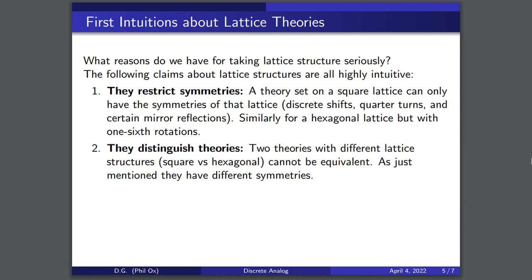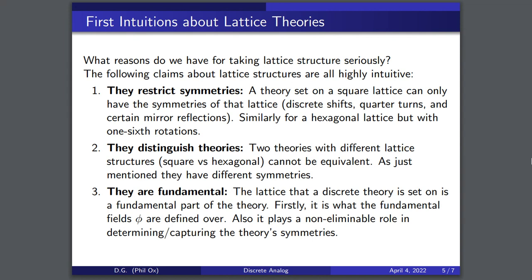It also seems like the lattice in these theories is helping us distinguish the theories. Two theories with different lattices, if one's square and one's hexagonal, those certainly can't be equivalent to each other. As I just mentioned, they have different symmetries and they seem to have very different commitments about what the structure of the world is on this microscopic scale in terms of its space and time.